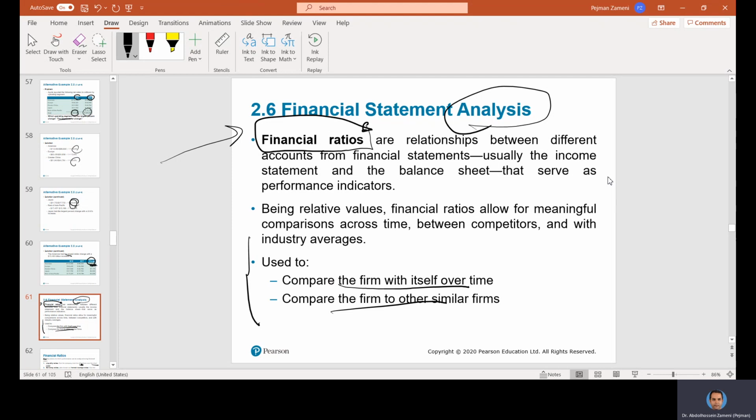Financial ratios are relationships between different accounts from financial statements, usually the income statement and the balance sheet, that serve as performance indicators. Being relative values, financial ratios allow for meaningful comparison across time, between competitors, and with industry averages. They are used to compare the firm with itself over time. You want to know how you are doing in different years. And compare the firm to other similar firms. You want to know how you are doing relative to your competitors.